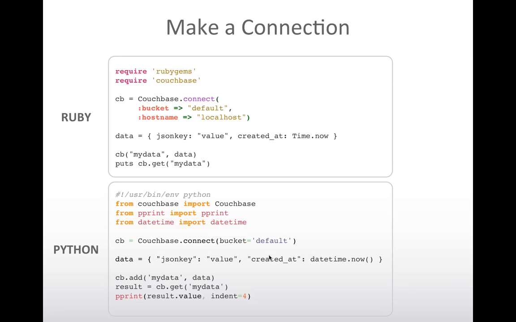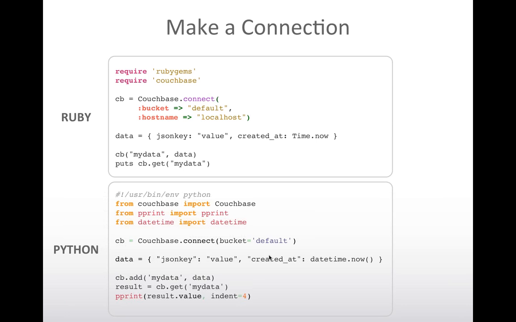So once you have your code, once you have the SDK installed, you use your favorite editor or IDE to connect to the database and to get the data back in and out of the database. Here you can see some code with Ruby and Python, where you put the bucket and the hostname of one or multiple nodes inside your cluster. Same in Python, you will put the name of the bucket and the hostname if you don't want to use localhost.